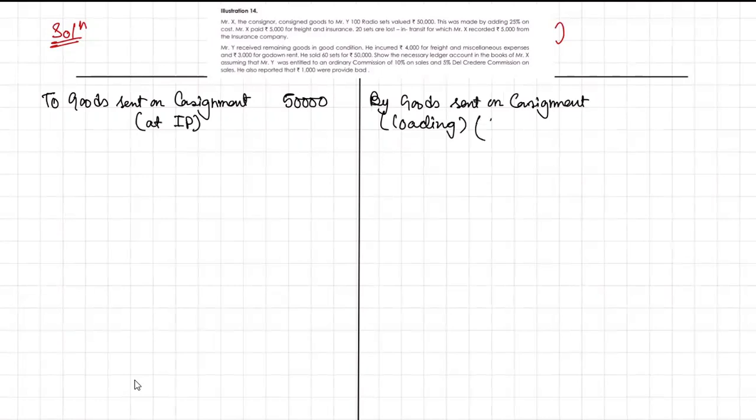And what we did: if 100 is the cost price, then 125 is the invoice price. Then what is the cost price of 50,000? So we got 40,000.